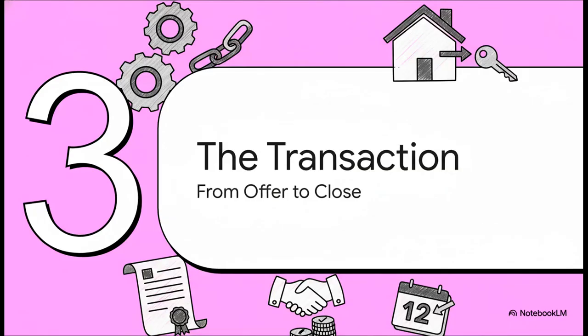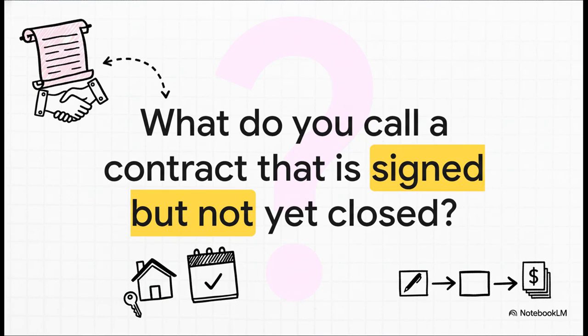All right, we've defined the property, we've figured out what it's worth, so now it's time for section 3, navigating the transaction. This section is all about the paperwork, the agreements, and the legal statuses that actually make a deal happen. You know, contracts have a life of their own, with different names for each stage.